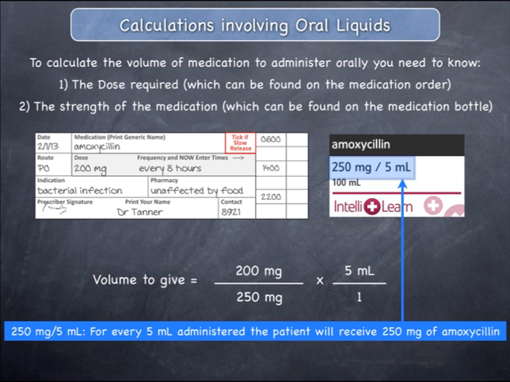Before actually calculating the volume to administer, it is good practice to estimate the answer. You can do this by considering the dose required and the concentration of medication. For this order, the patient must receive 200 milligrams of amoxicillin. If you were to give 5 mils, you would be giving 250 milligrams of amoxicillin, which would be too much. As such, you know that the volume required to give is less than 5 mils.